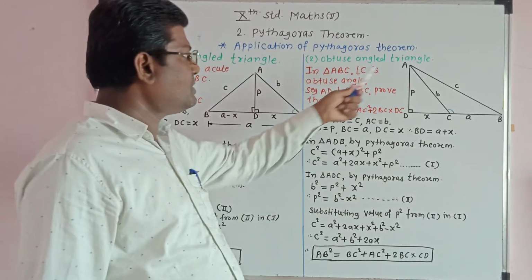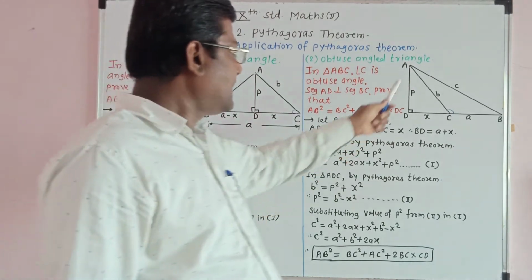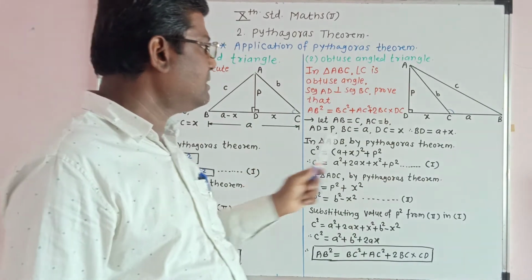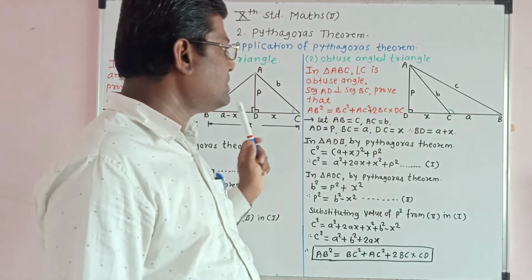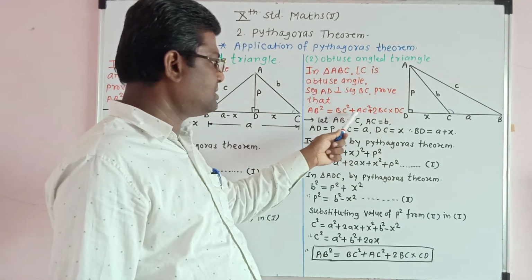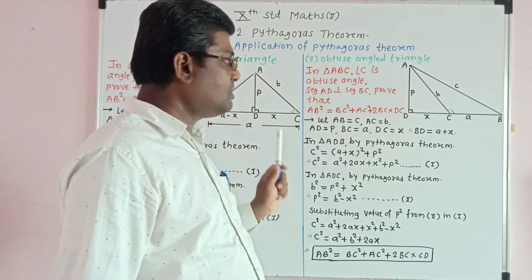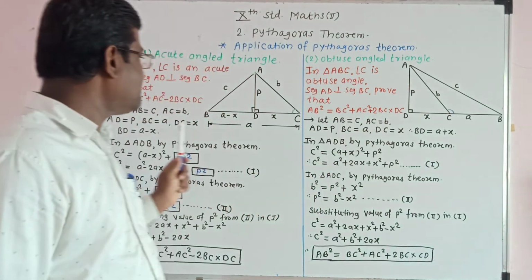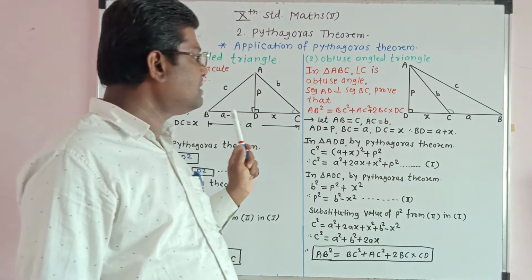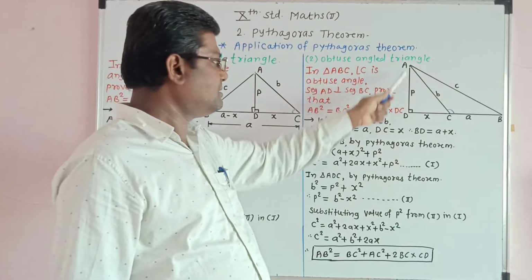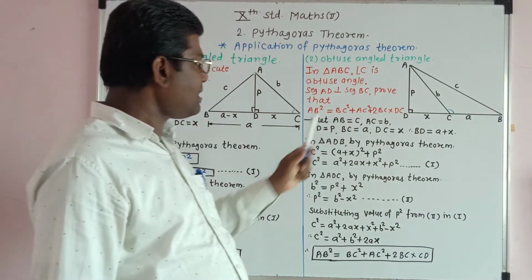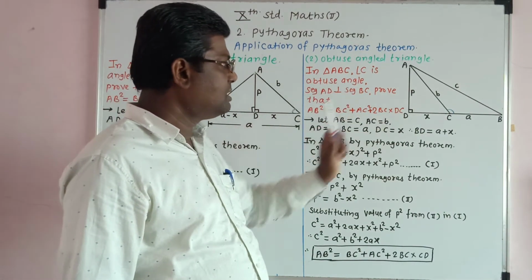Now obtuse angled triangle. Here triangle ACB is obtuse angled triangle in which angle C is obtuse angle, and we have to prove that AB square is equal to BC square plus AC square plus twice BC into DC. What is the difference here? There it was the minus sign and here it is the plus sign, that is the only difference. And AD is perpendicular to BC.